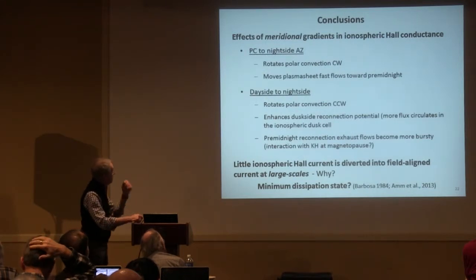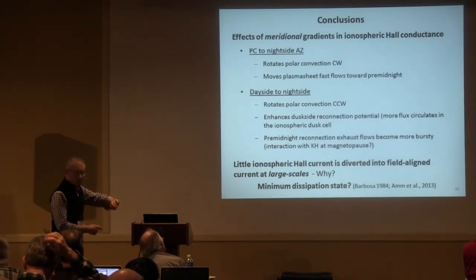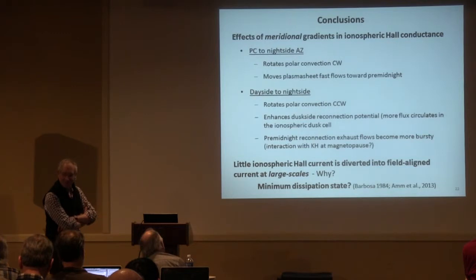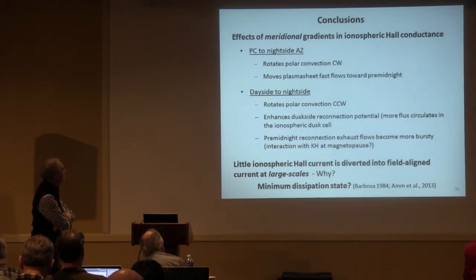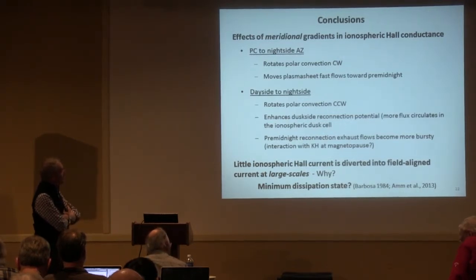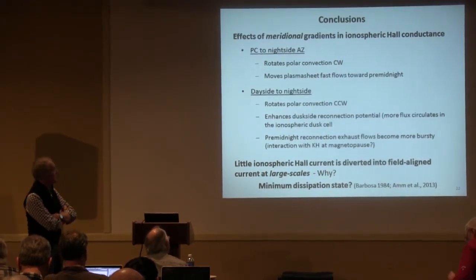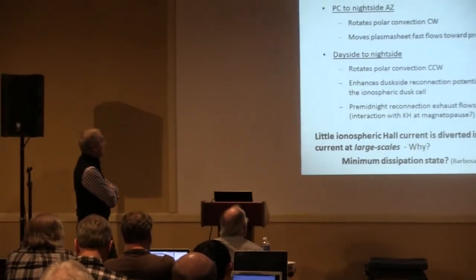Okay, so conclusions, and if there are no questions, I have a couple of movies to show, if there's extra time, to illustrate the point more vividly. But the effects of meridional gradients in ionospheric Hall conductance. So with a polar cap to night side auroral zone gradient. So this is on the night side, going from the polar cap into the auroral zone.